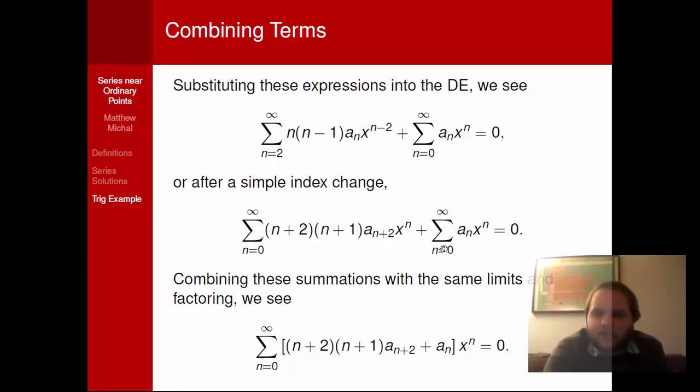We also lucked out because notice n is equal to 0, n is equal to 0. This is good because that means we can combine the sums into a single relation here. (n plus 2)(n plus 1) a sub n plus 2. Remember, you need to do that subindex change too. x to the n plus a sub n x to the n. Combine them like terms, and we have this thing in brackets.